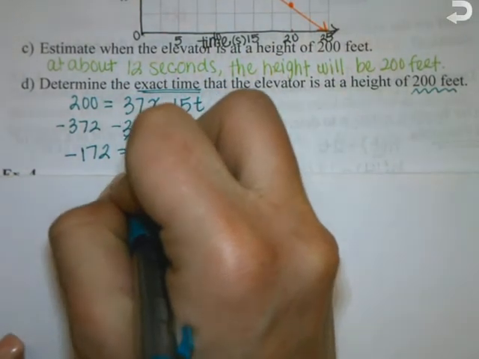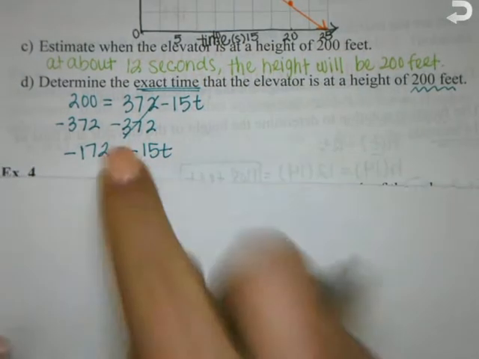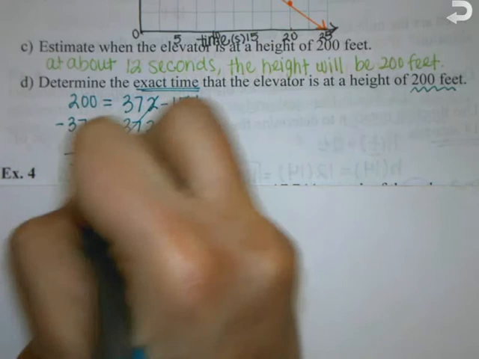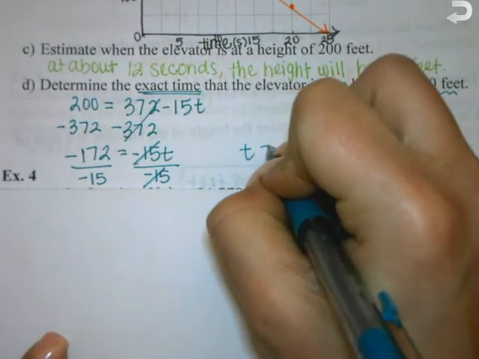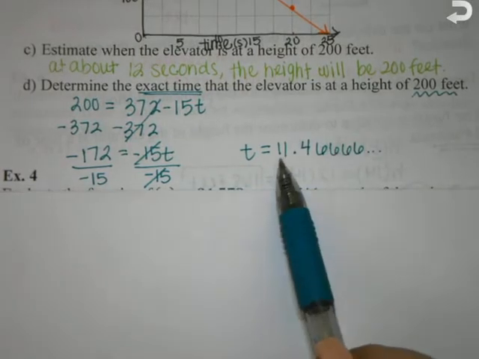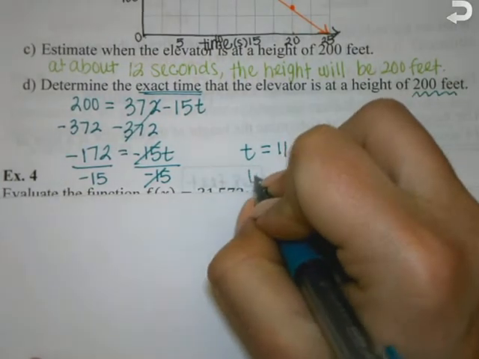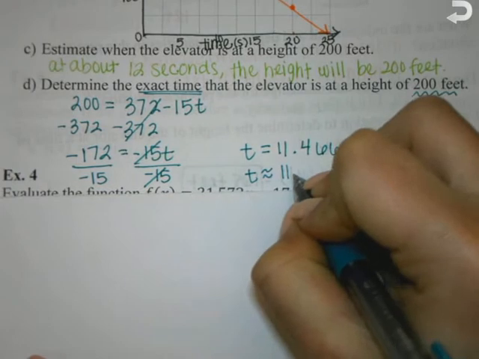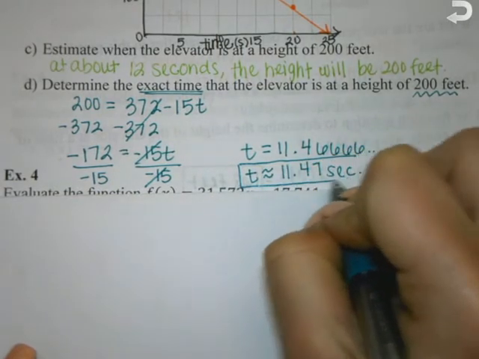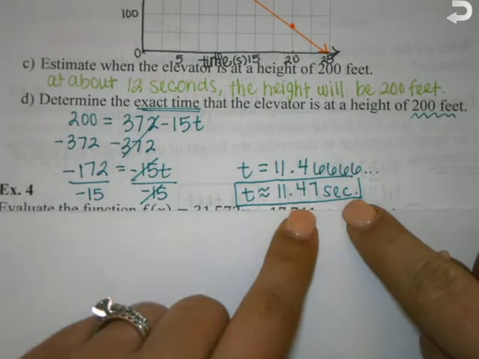Equals negative 15t. And is this negative 15 being added, or subtracted, or is it being multiplied? It's being multiplied. So would I add 15 to get it to the other side, or would I have to divide by negative 15? So divide both sides by negative 15. And we would get t equals, negative divided by negative gives me a positive, which should make sense, right? You can't have negative time. So we get t equals 11.46666 repeating. So I would estimate to 11.47 seconds. Were we close? Yeah, our estimation was 12 and we got 11.47. That's pretty close.